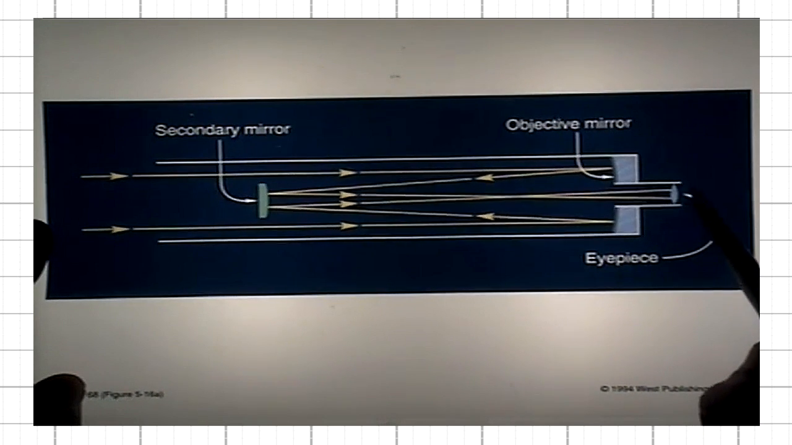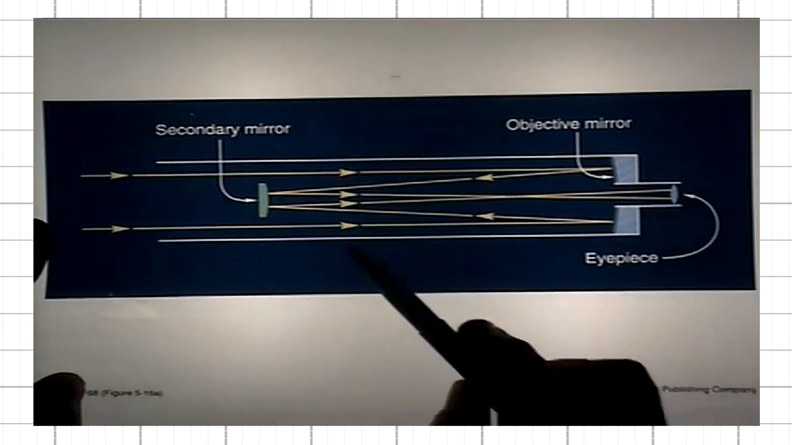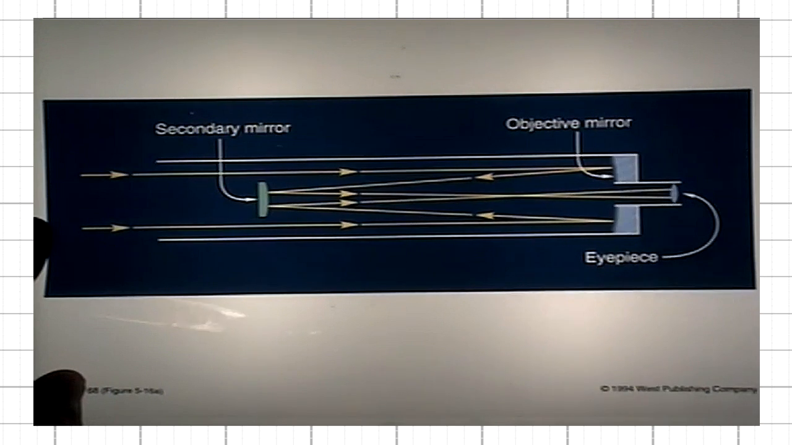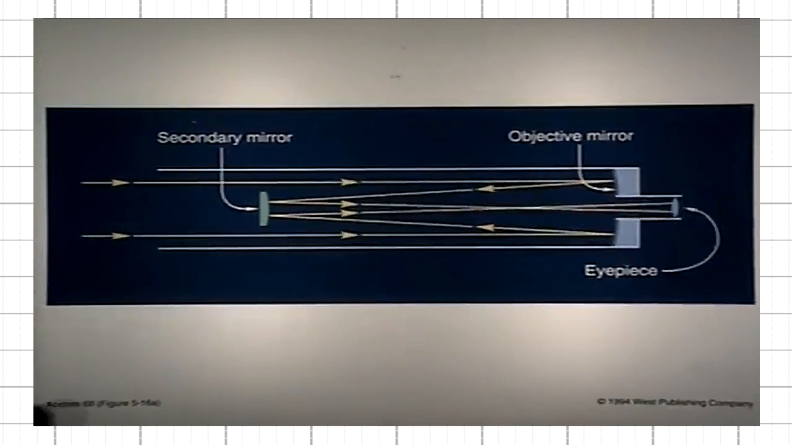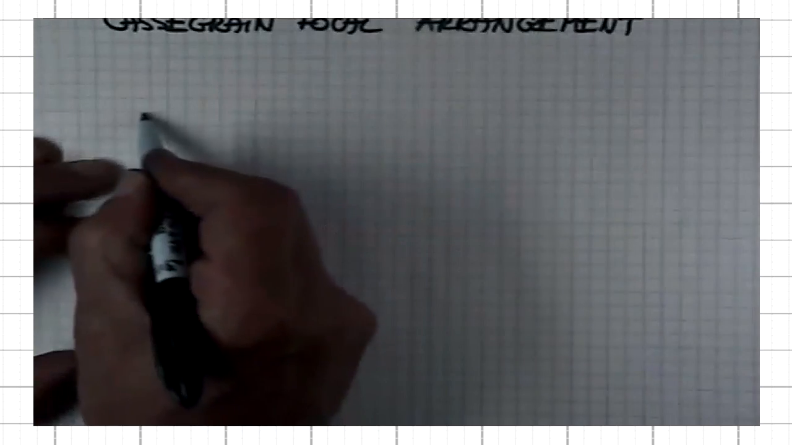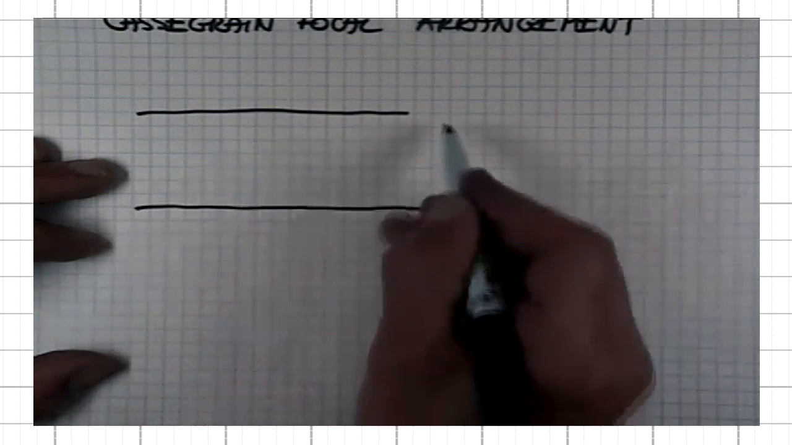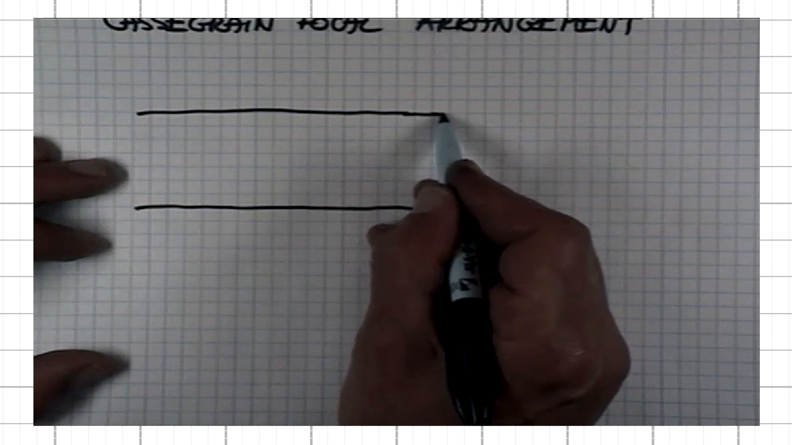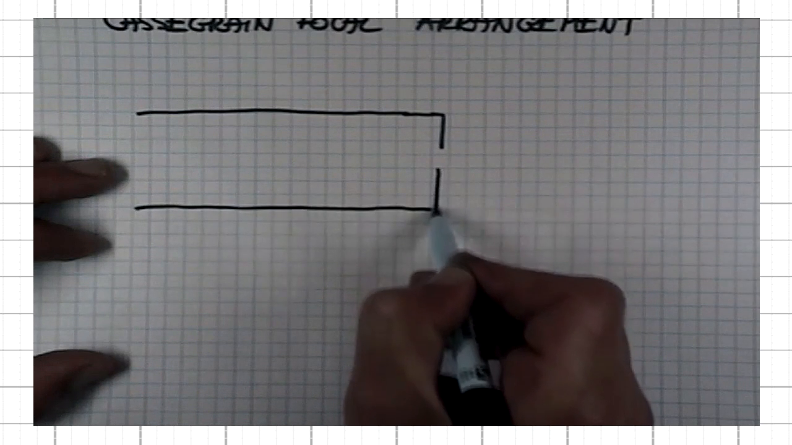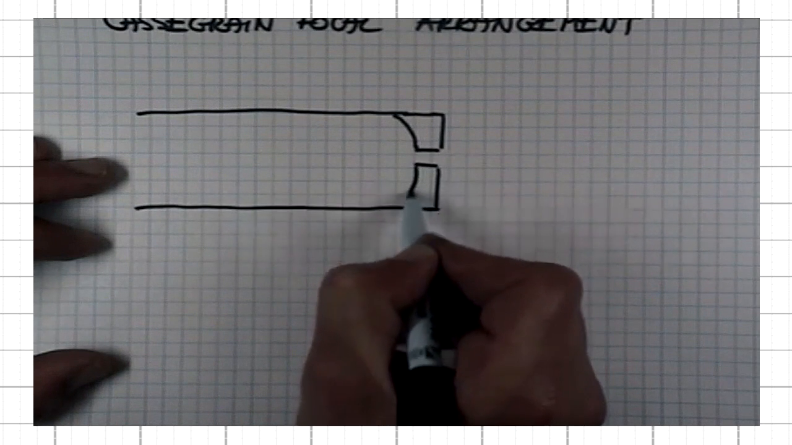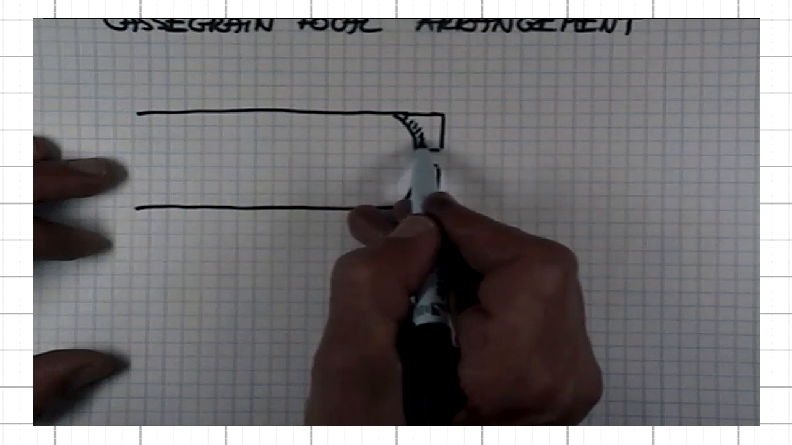But now the viewing is done not to the side of the telescope, but behind the objective mirror. Okay? So this is the so-called Cassegrain focal arrangement. So again, we have a mirror as the objective. But now there is a hole in the mirror to let the light through out of the telescope.